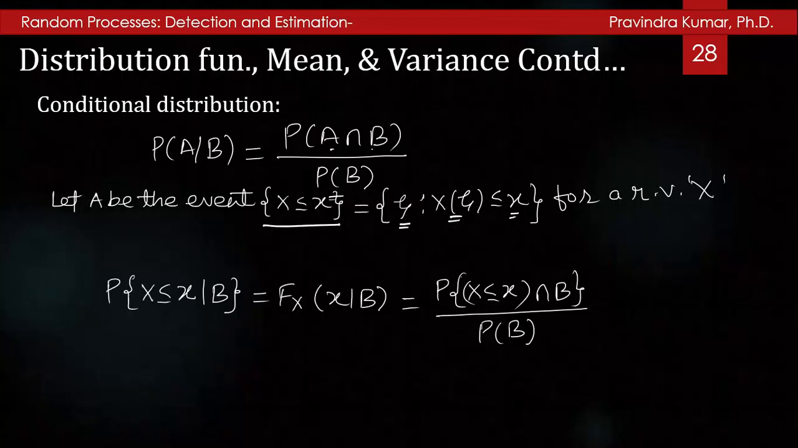So the probability that X ≤ x given event B, you can write as F_X(x|B), the CDF at the value x of the random variable X when event B has already happened. Or you can write it as the probability of {X ≤ x} intersection B, the joint probability of this event and event B, divided by the probability of B. And this is known as the conditional distribution.